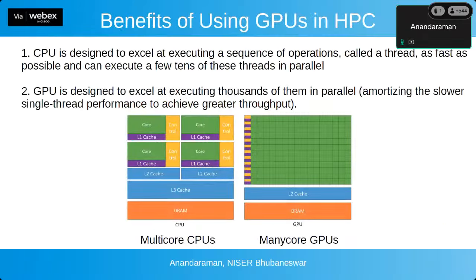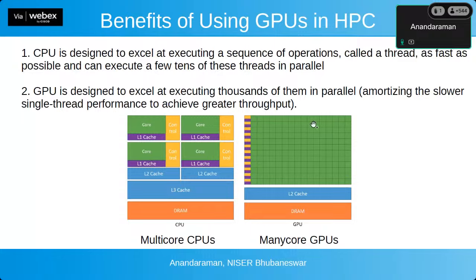So why do we need it in HPC? CPU is designed to excel at executing a sequence of operations. So CPU is good, but GPU has more ALUs. All these green parts are ALUs. A computer has ALU, arithmetic logical unit, control unit, cache memory, DRAM, everything. So this is a CPU. CPU is a multi-core architecture, but GPU is a many-core architecture.